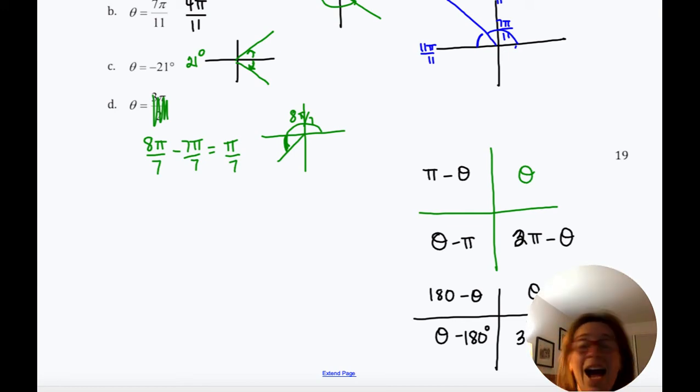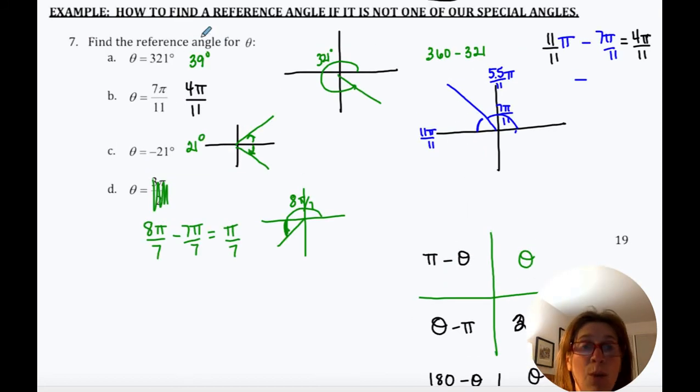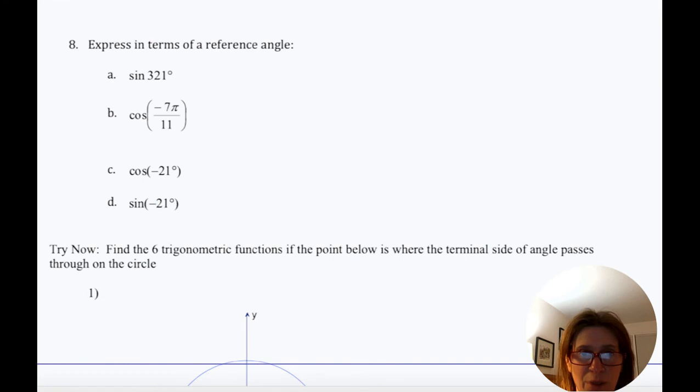So I like to draw it out, because sometimes I forget all these different rules. I draw it out and I see what's happening and how I can find that acute angle. Okay, so why is this important? Well, then we can learn how to write these trig functions in terms of the reference angle.